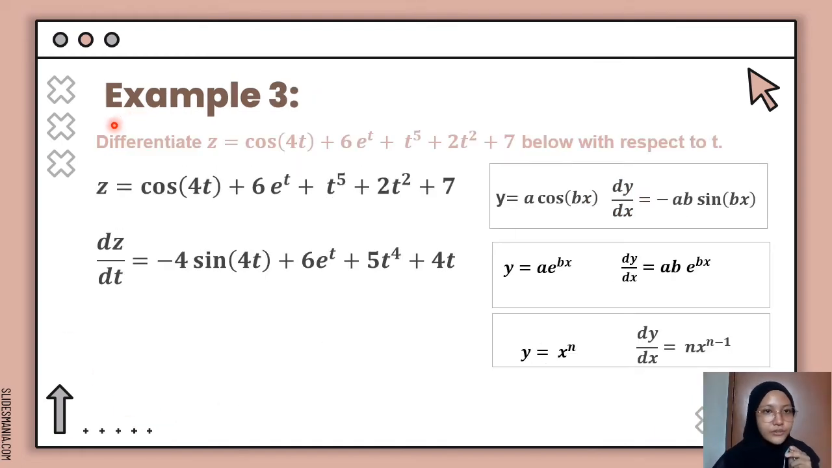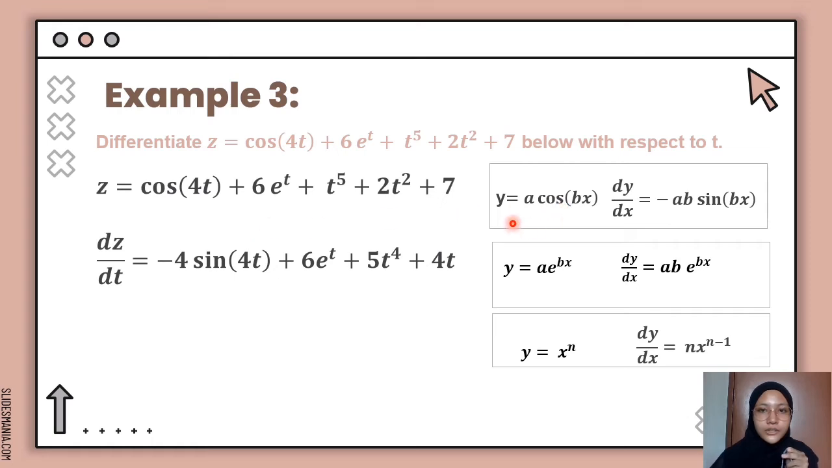Okay, next we move to example 3. The equation is: differentiate z equals cos 4t plus 6e to the power of t plus t to the power of 5 plus 2t to the power of 2 plus 7 with respect to t. So basically we need to find dz/dt. We need to differentiate each part of the sum one by one. So we start with cos 4t.